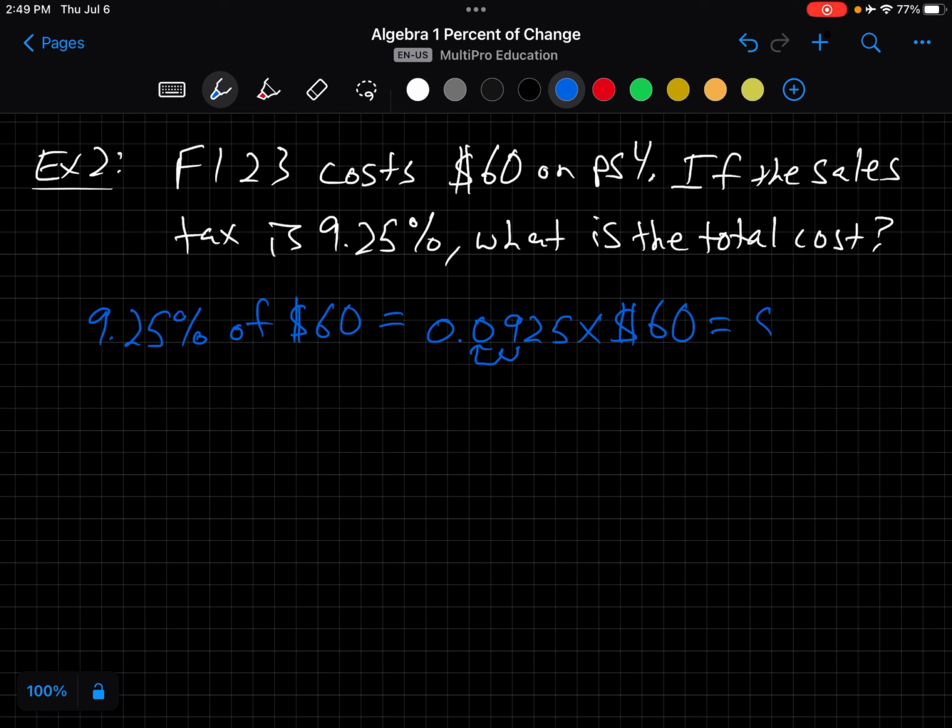Okay? And if we break out our handy dandy calculator, we're going to find out that this is 5.55. Ooh, a lot of tax there for the government. So the game costs $60. Then we had to pay this tax of $5.55. So we had to add those together. So 60 plus 5.55 is equal to 65.55.